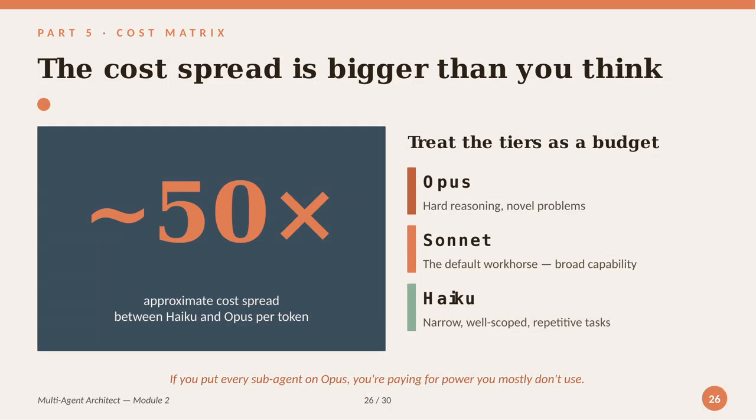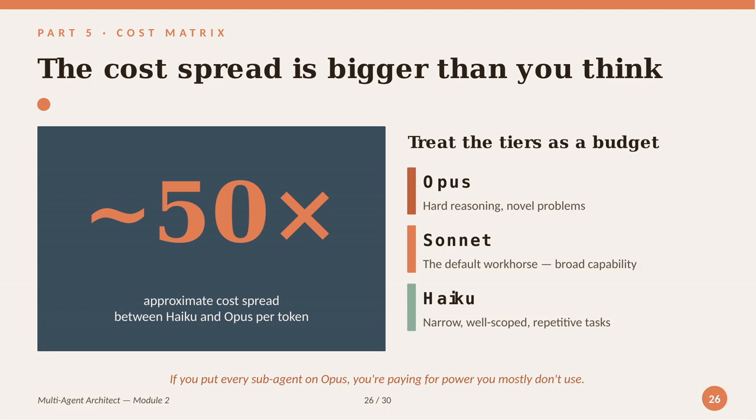The cost spread between Haiku and Opus is approximately 50 times per token. Per token. And it compounds. A multi-agent system with 20 workers, each calling Opus, racks up cost faster than you'd expect. A single orchestrator dispatching 10 Opus subagents is a different price tag from 10 Haiku subagents, even if all of them only run for 30 seconds each. The 3 tiers, treated as a budget, not just a quality dial.